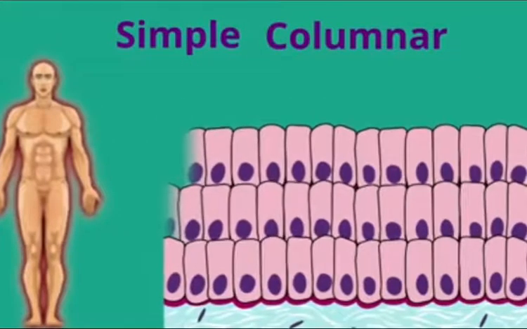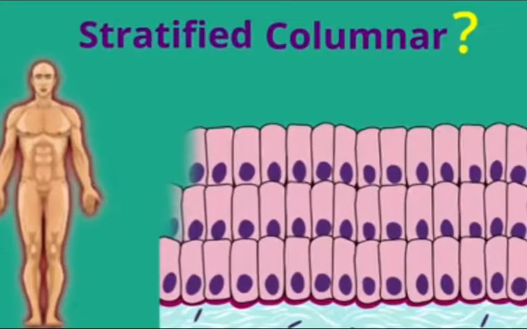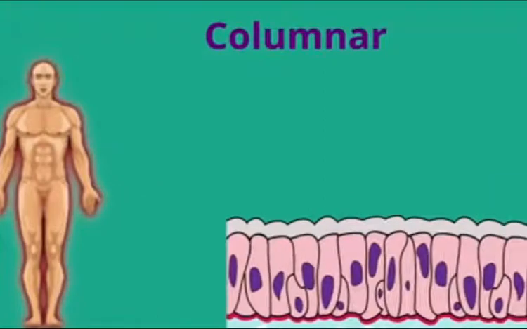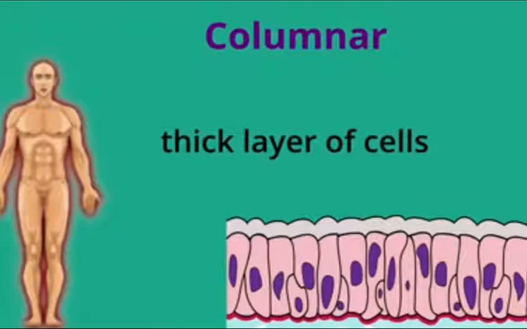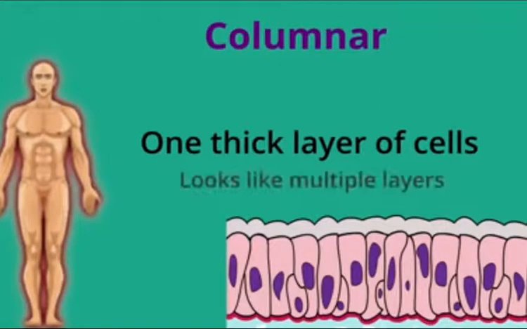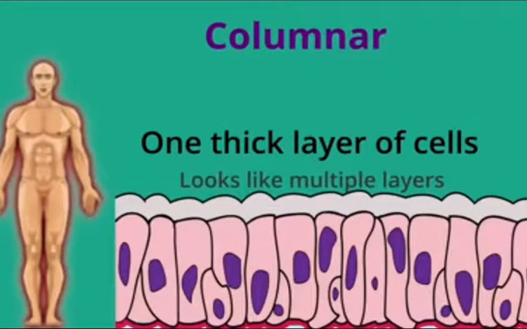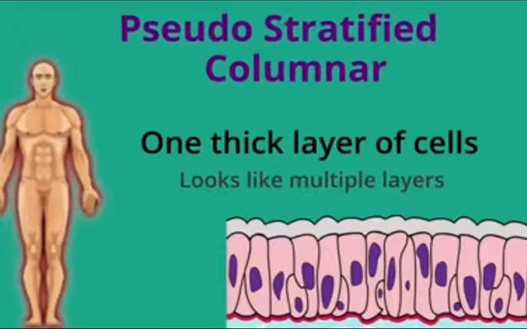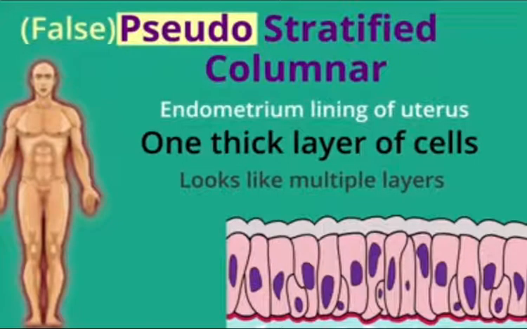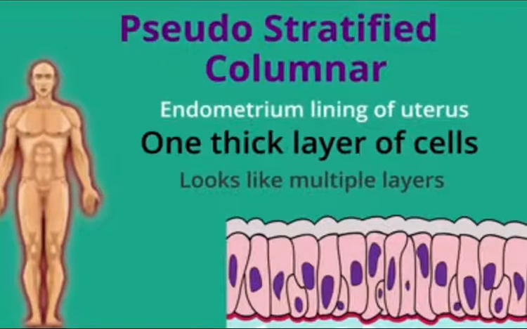Do you find multiple layers also, like stratified columnar? No, students, we don't find multiple columnar because columnar cells themselves are a thick layer of cells. So one thick layer of cells, these are not multiple. They look like multiple, but just observe carefully, they are of a single layer. So these are called pseudo-stratified columnar epithelium. Pseudo means false. They are not stratified but are called so.